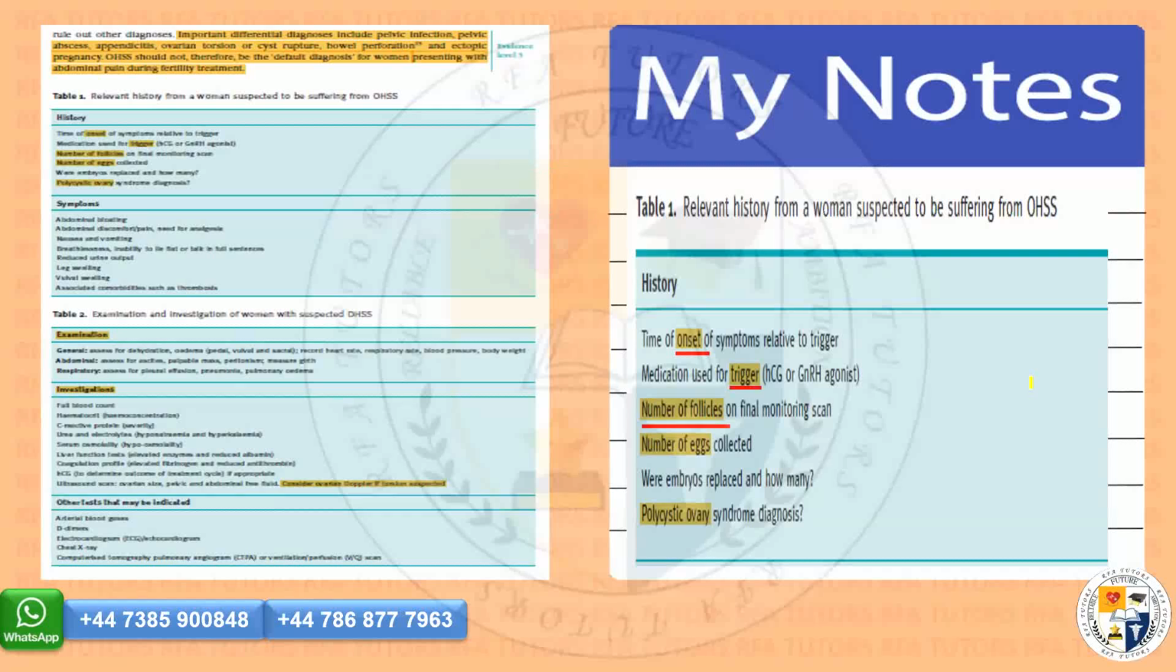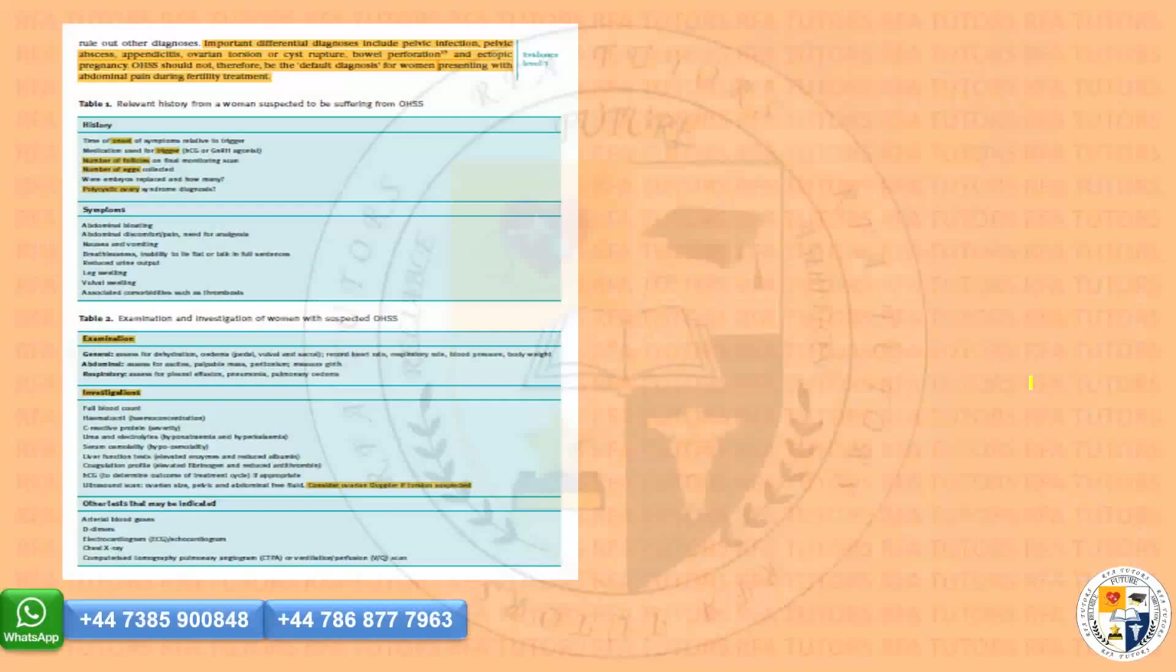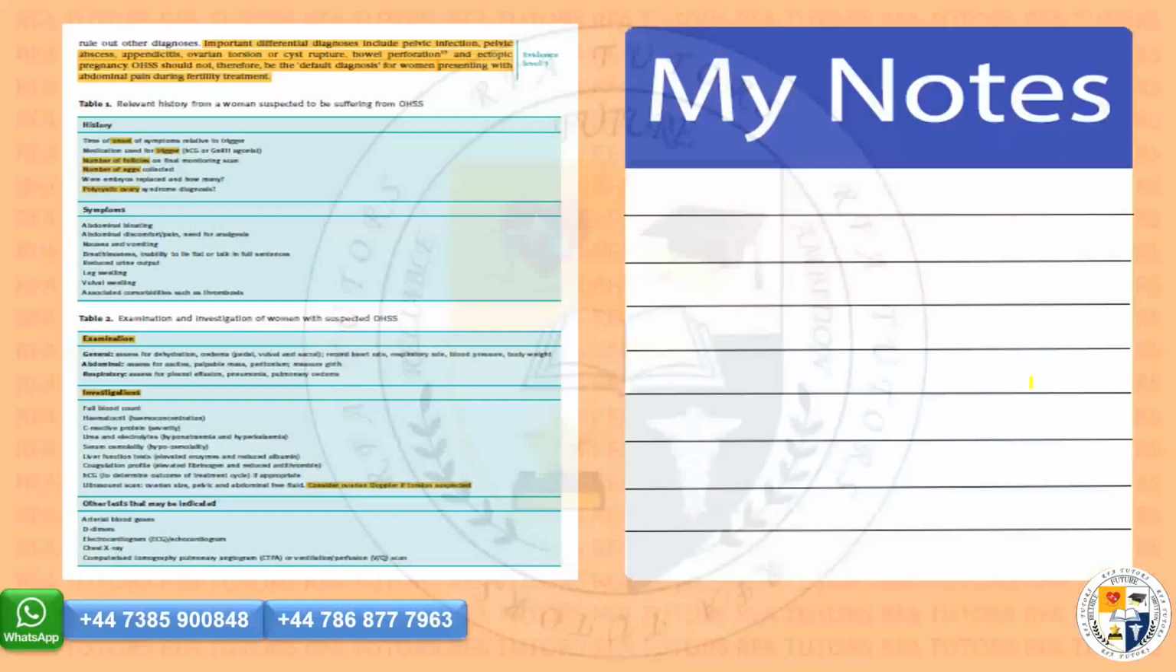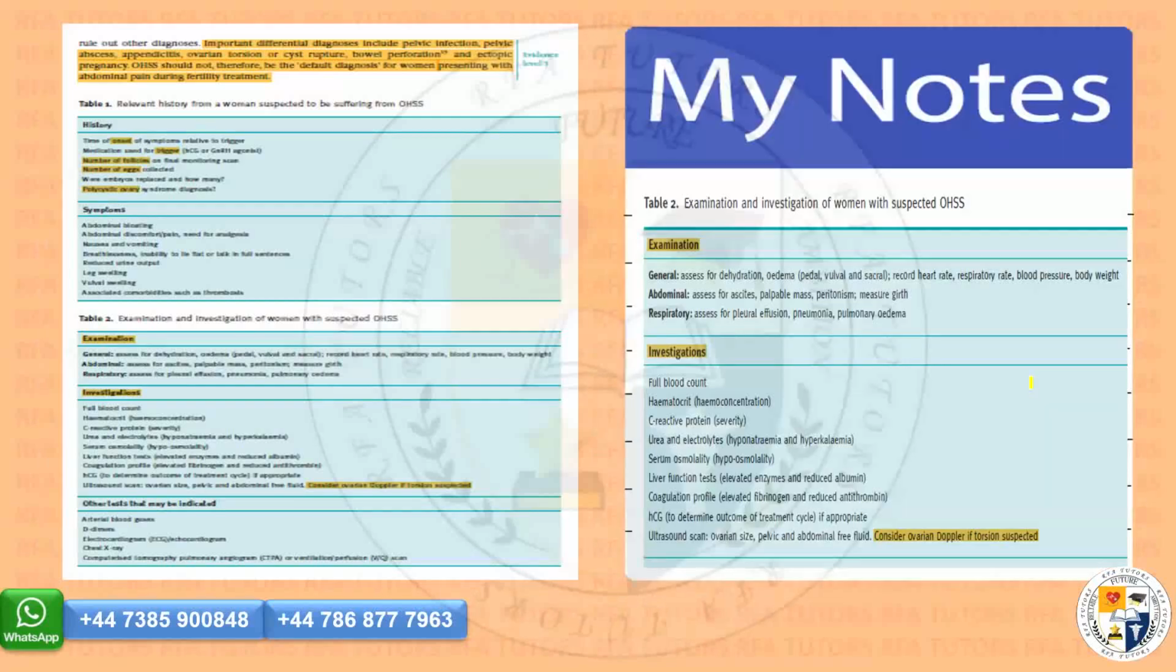Onset, trigger, number of follicles, number of eggs. So the relevant history I'll paste. Now coming to the other table, which I get like examination, I'll paste that examination and investigation there as well, right? That would help me, now, okay, tables and algorithm.